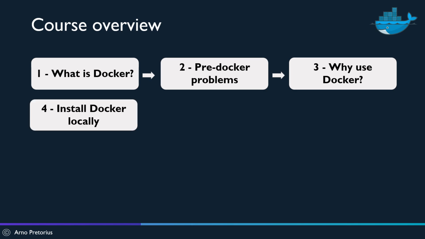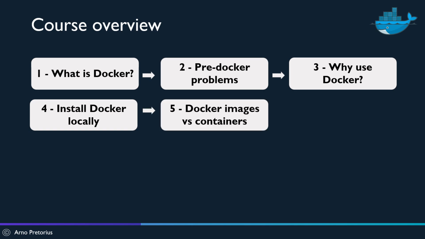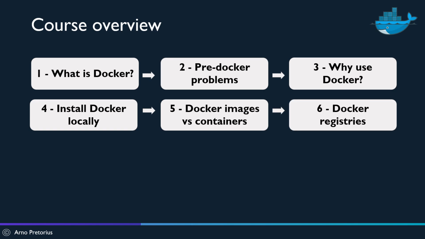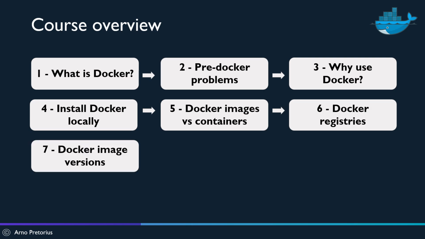Then we're going to learn how we can install Docker locally on our machines. After which, we're going to look at the comparison between Docker images and containers. And then we'll dive into Docker registries. So we're going to look at the difference between public and private registries, which we get in the Docker ecosystem. After which we will take a look at Docker image versions.